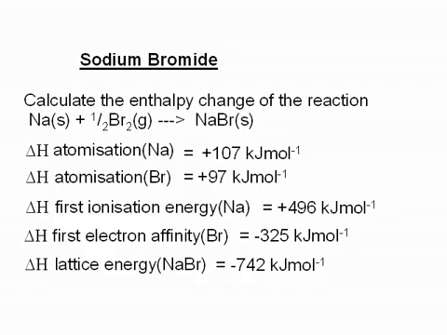So a question may say, calculate the enthalpy change of the reaction sodium with bromine to go to sodium bromide, and the information which is given is first of all the atomization energy of sodium, the atomization energy of bromine, the first ionization energy of sodium, the first electron affinity of bromine, that's the energy change when you add an electron to bromine atoms, and the lattice energy of the sodium bromide.